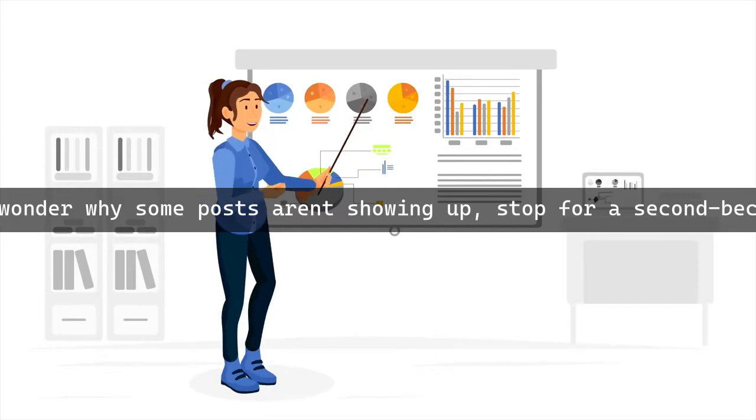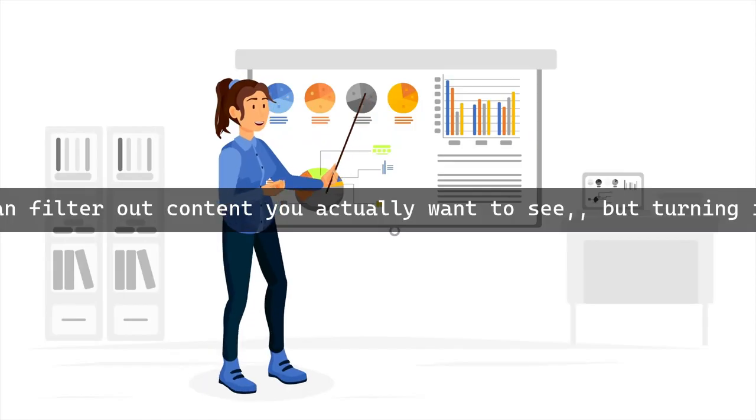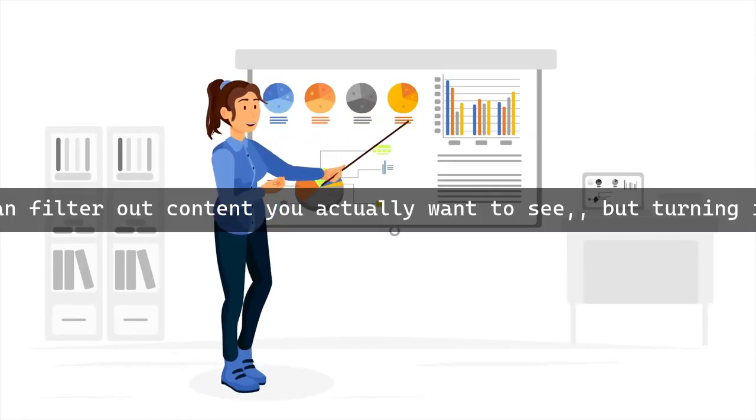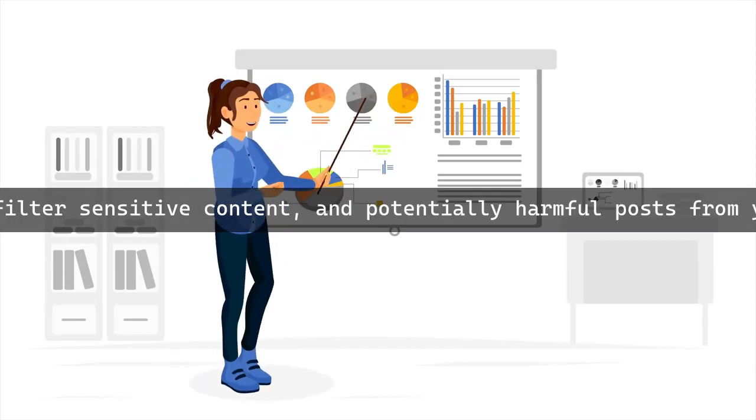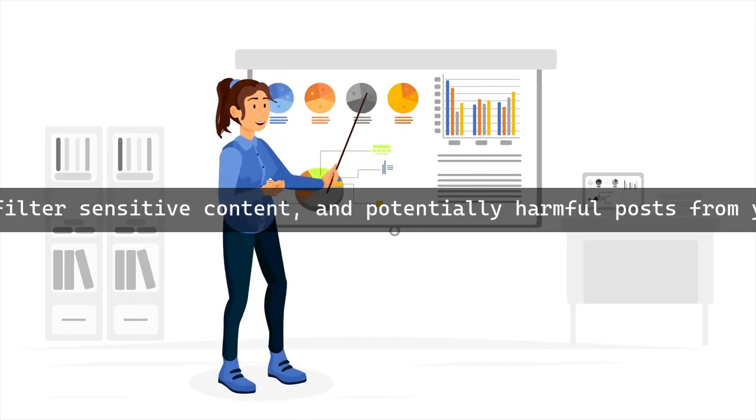Before you scroll endlessly on X and wonder why some posts aren't showing up, stop for a second, because most people get Safe Search wrong. The surprising truth is that Safe Search can filter out content you actually want to see. Turning it off is simple once you know where to look.